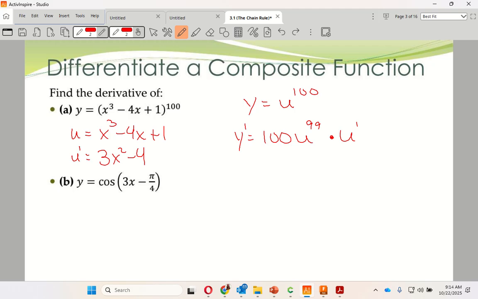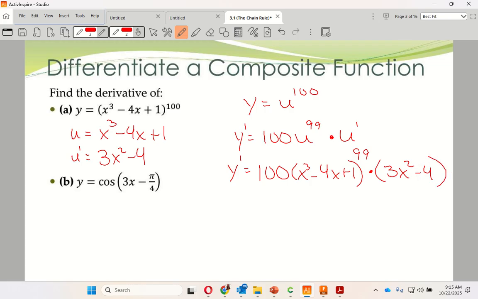Okay, so let's put that in now. So y prime is equal to 100. Now I'm taking the u out. I'm putting the u back. So what was u? U was all this right here. So my parentheses, x cubed minus 4x plus 1, raised to the 99, times u prime. My u prime is 3x squared minus 4.